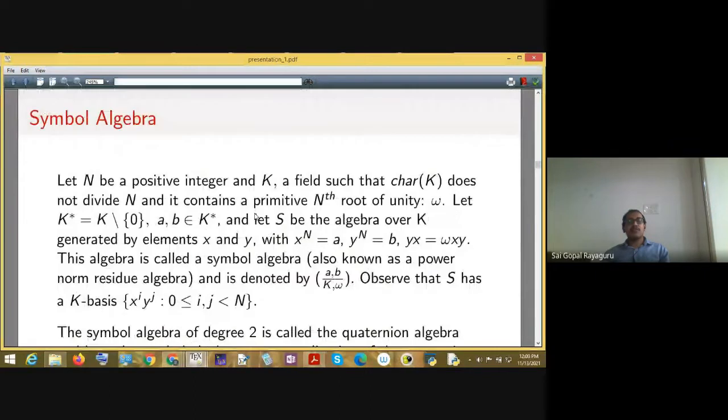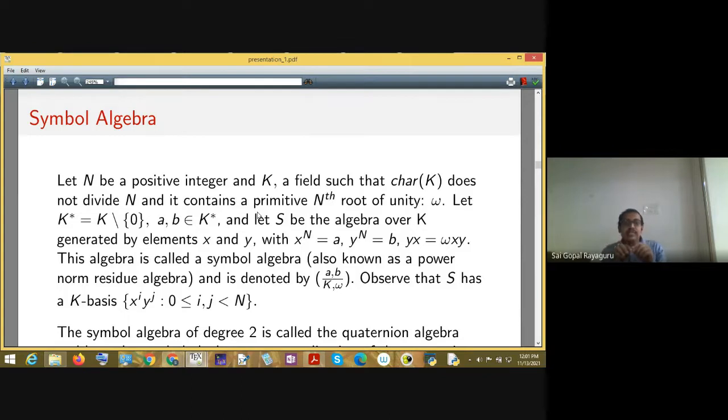So next we come to symbol algebra. This symbol algebra is completely different from the extension like quaternion to octonion, octonion to sedenion, because there we are generating a two-dimensional space. So the dimension goes in 2 to the power n manner. But the symbol algebra is different.